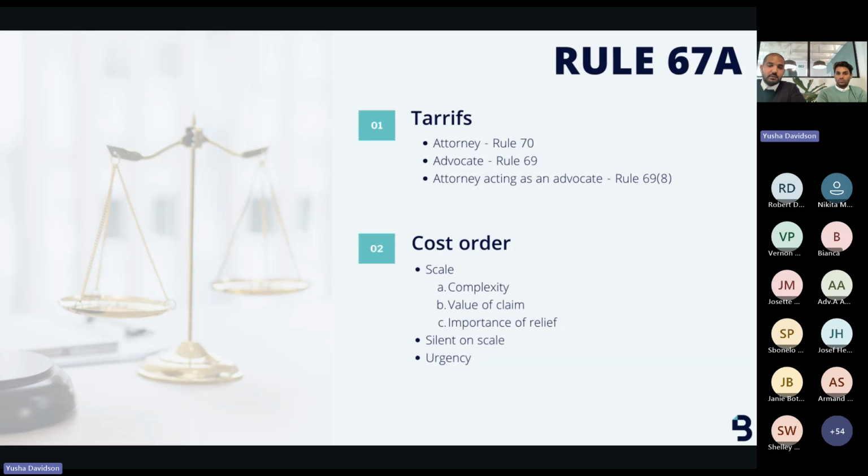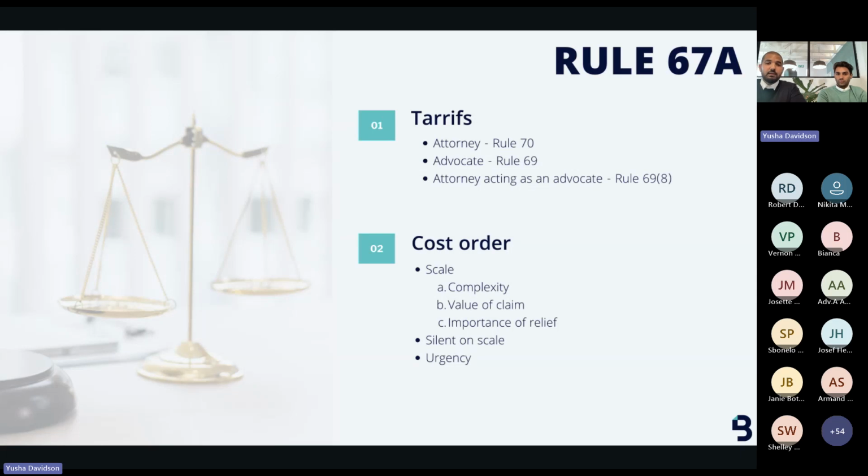And although the updates and amendments that are going to kick in are still going to recognize the work that's done by an attorney and an advocate, we also have the addition of Rule 69.8, which is going to recognize where an attorney acts as an advocate in matters. This implies that your attorney is now attending to all the work that would usually be completed by your counsel in a matter, which would include drafting any of the heads of argument, for instance, or attending any of the pre-trial hearings or the hearings itself.